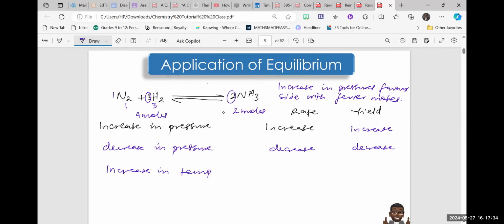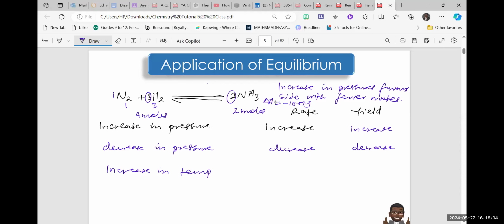Increase in temperature. So we need to know first, before we know, is this reaction exo or endo? I think the reaction is exothermic. Yeah, so this particular reaction is an exothermic reaction. How do you know? They will put your delta H equal to negative. They can say negative 100 kilojoules. That tells you that the forward reaction is exothermic. So if the forward reaction is exothermic, then the backward will be endothermic.